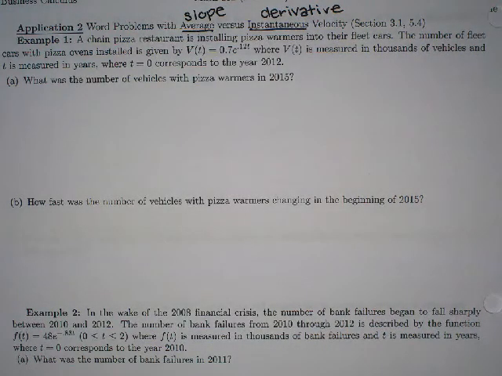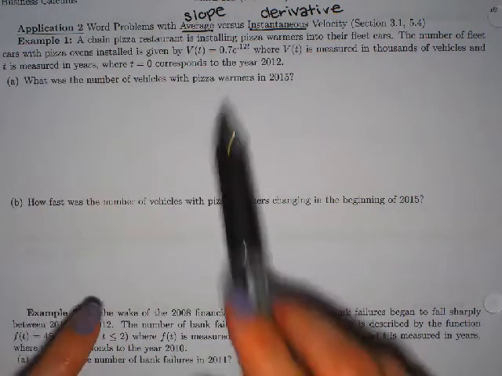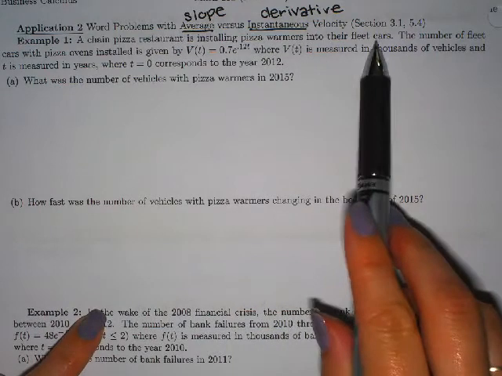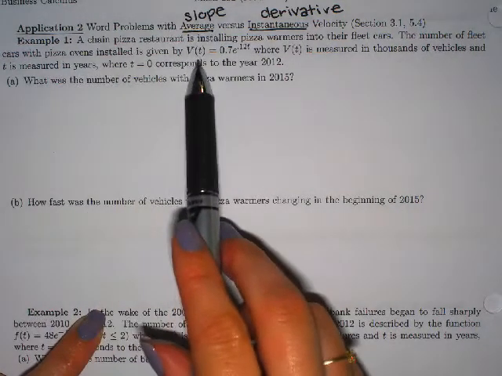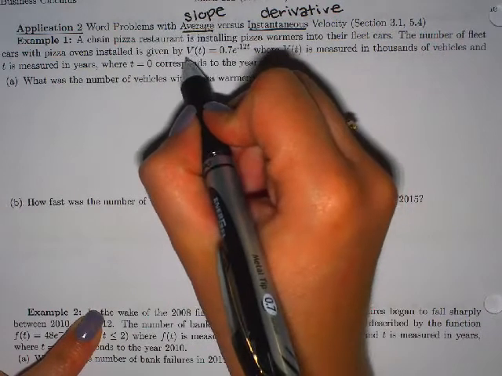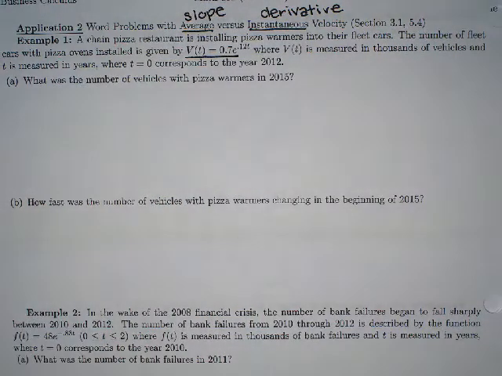So let's look at our first example and we'll just keep calm. No change word, then we will plug into the original. Average change, we'll plug into the slope. Instantaneous change, we'll take the derivative and plug in. So for this first one, we have a chain pizza restaurant is installing pizza warmers into their fleet cars. The number of fleet cars with pizza ovens installed is given by this V of t. So we're going to use this equation either to plug in and just find a y value, plug in and find the slope, or use it to take the derivative.